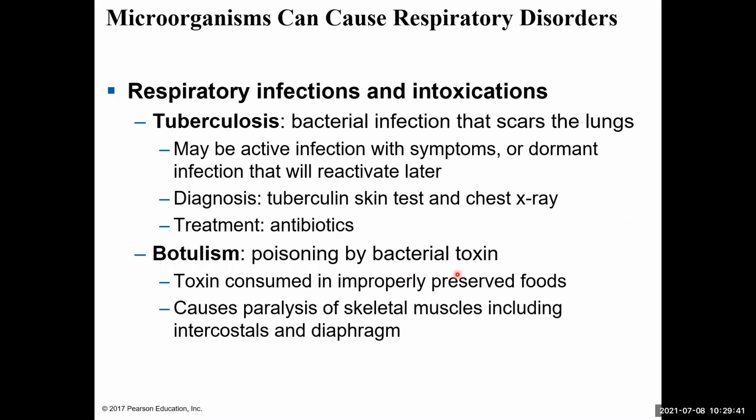Botulism is a toxin that's released by bacteria that actually causes a poisoning, and it's generally caused by consuming food that's not been prepared or preserved properly, and it can lead to a paralysis of your skeletal muscles. Other muscles affected include the intercostals and the diaphragm, right, which are your skeletal muscles.